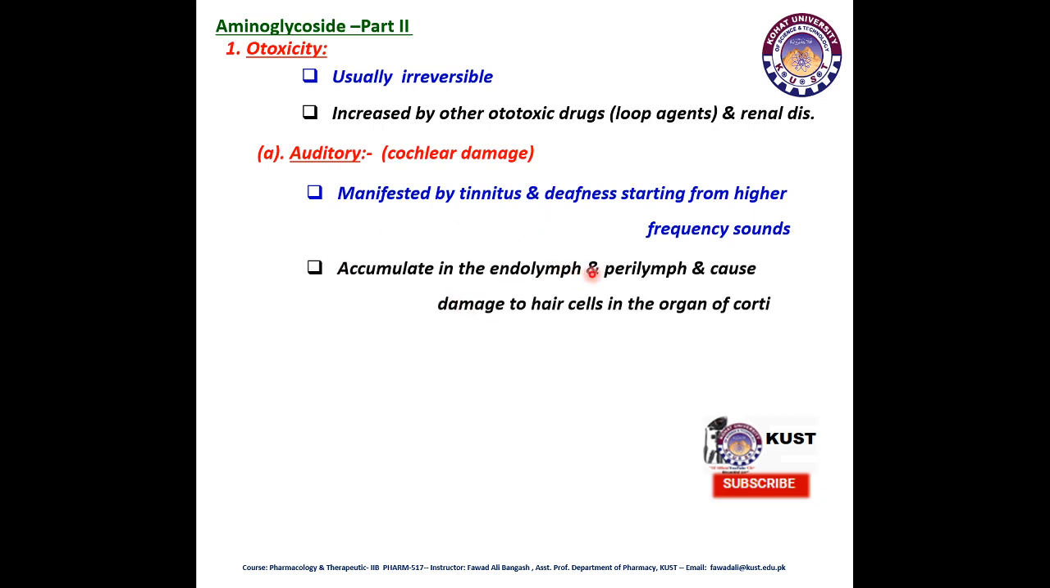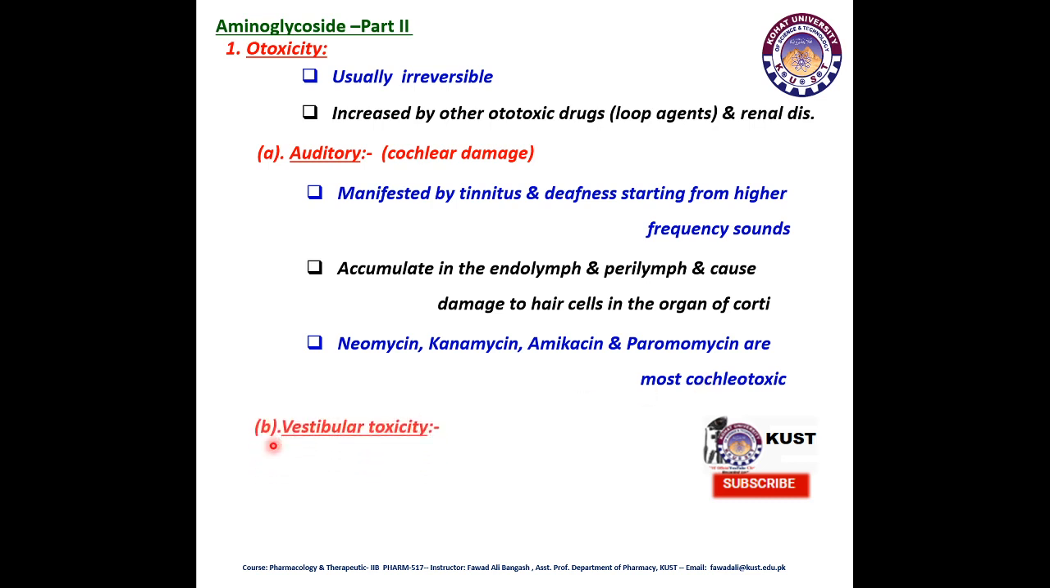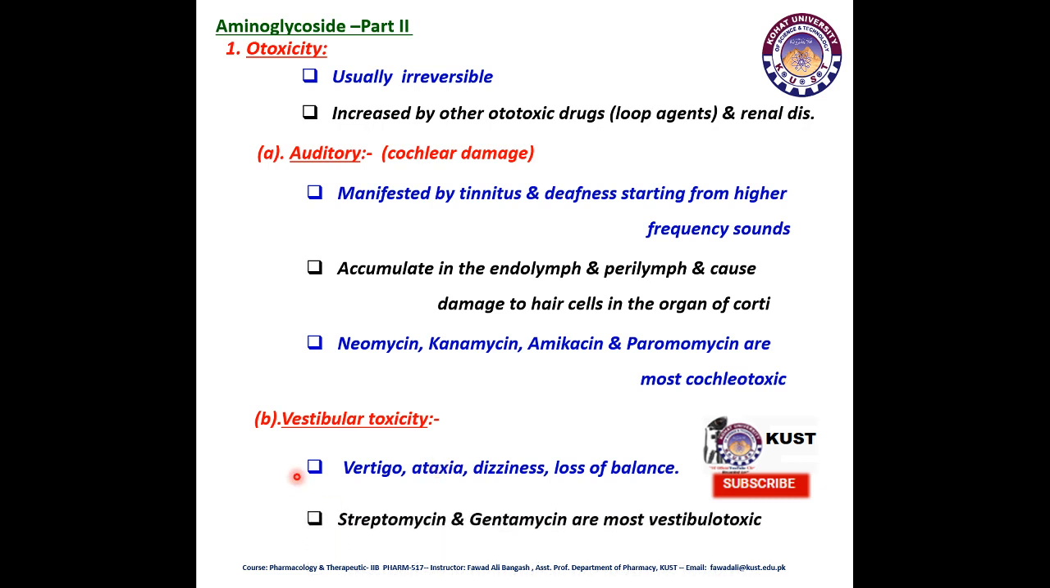It accumulates in the endolymph and perilymph and causes damage to the hair cells in the organ of Corti. Neomycin, kanamycin, amikacin, and paromomycin are the most cochleotoxic drugs. It also causes vestibular damage like vertigo, ataxia, dizziness, loss of balance. The drugs which are most vestibular toxic are streptomycin and gentamicin.